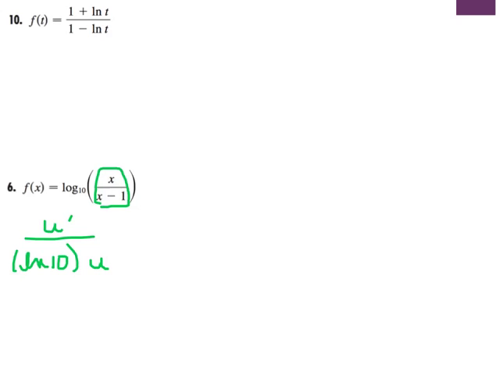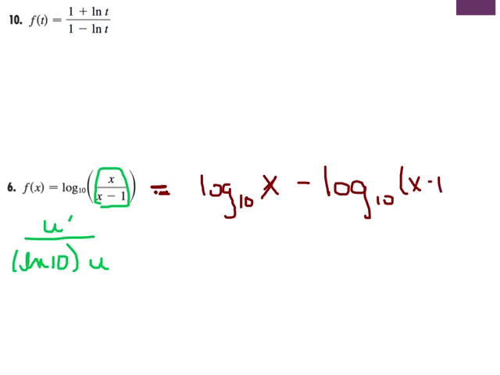Okay, did you think of it? So I want to rewrite the function, because it's a logarithmic function. I can rewrite it using properties. So the log of a quotient is the difference of the logs, right? So now this derivative is going to be really quick and easy.